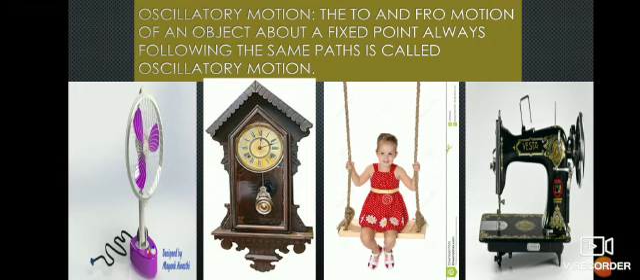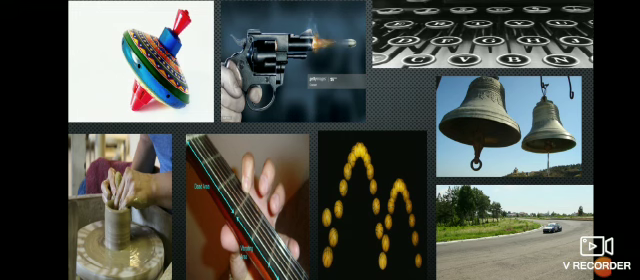Now, we see the definition of this oscillatory motion. The to and fro motion of an object about a fixed point, always following the same path, is called oscillatory motion. Now, let us identify oscillatory motion among the following examples.